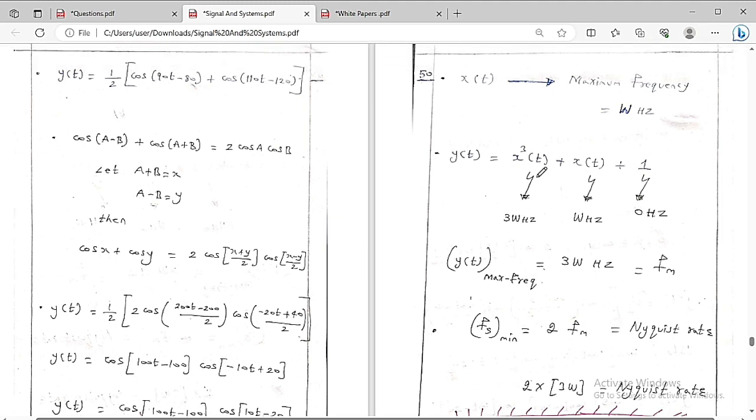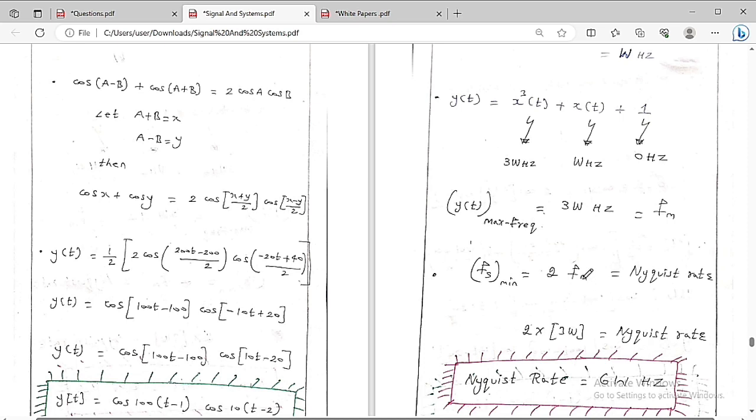For x of t, the frequency is W, then x cube is 3 times that, which is 3 into W hertz. And x of t is W hertz only. And for 1, it is a DC signal, so the frequency of this signal is 0 hertz. I already told you, whenever you add or subtract signals, the maximum frequency available is the maximum value of the individual frequencies, which is the maximum of 3W, W and 0, nothing but 3W. So the maximum frequency available is 3W hertz, which is Fm. And I have already told you the minimum sampling frequency is equal to 2 into Fm, which also follows the Nyquist rate.